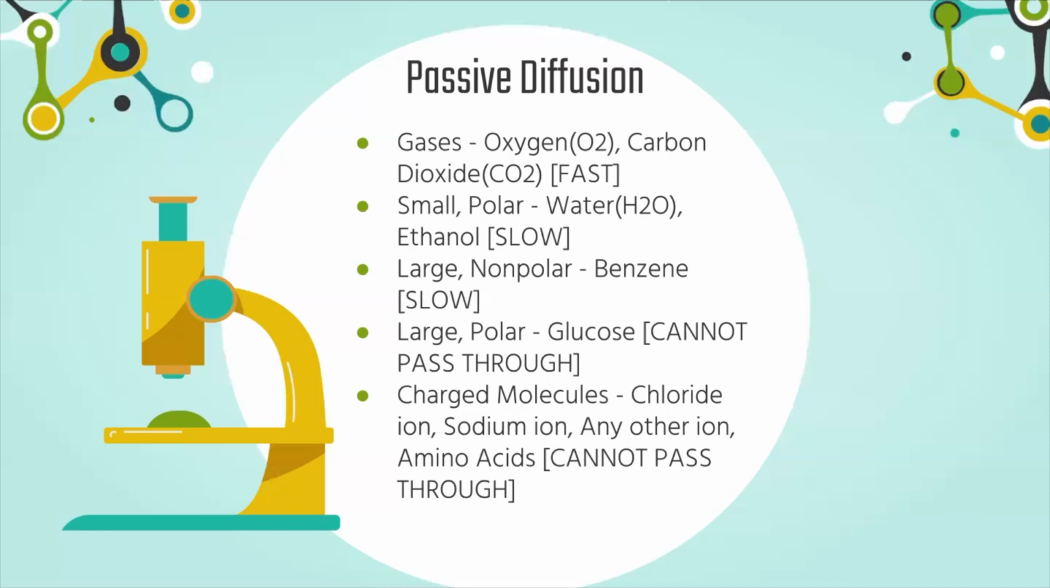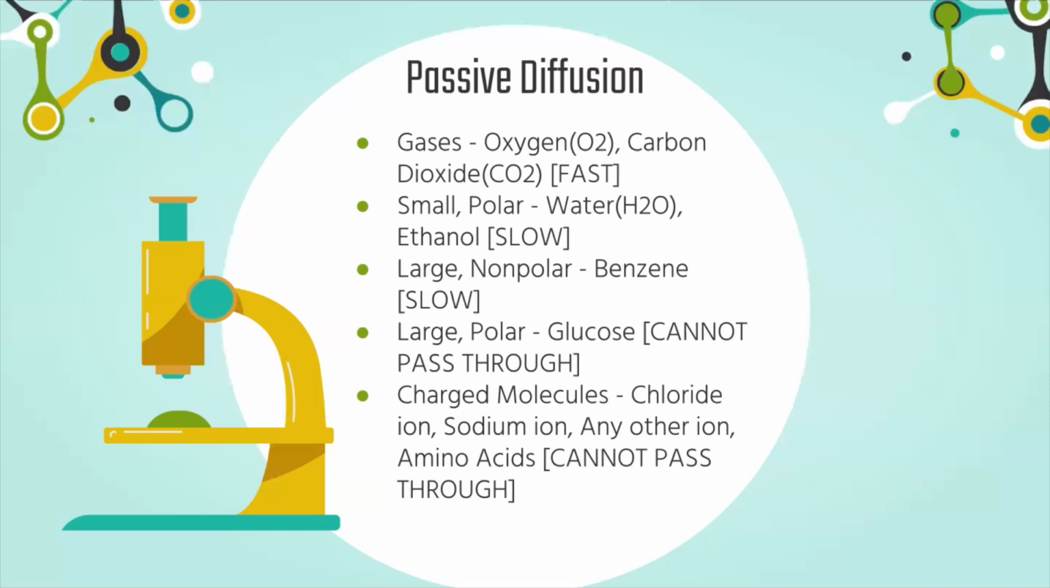Now, what about something that's large and nonpolar? Since it is nonpolar, it can still go through, but stuff like benzene is large, which makes it pass through really slowly because of the size. Now, something that's large and polar, you guessed it, cannot pass through for obvious reasons. Examples would be glucose or sugar.